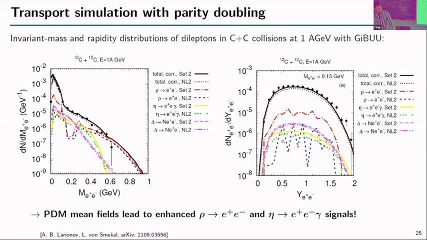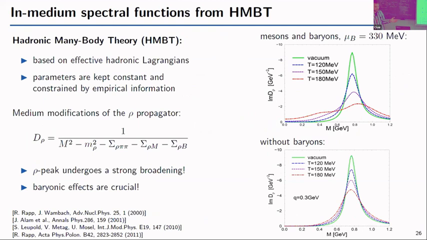Okay, coming now to different approaches to compute vector meson spectral functions. One very successful approach is hadronic many body theory. This is based on effective hadronic Lagrangians, where the parameters are kept constant and are constrained by empirical information.